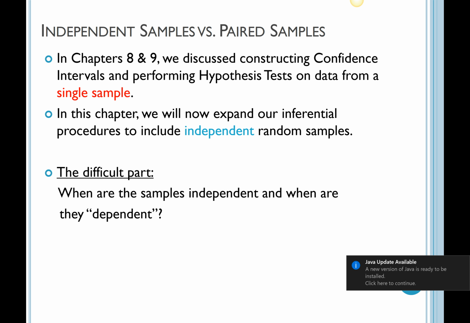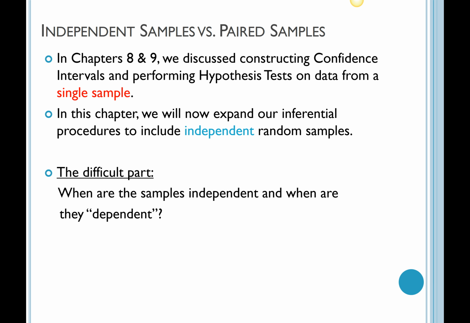So the difficult part here would be trying to figure out when the samples are independent and when they are dependent. So remember that for a matched pairs t-test, the data are dependent, and that means that the assignment of treatments would depend on how you randomly assign treatments to subjects. And in independent random samples, you actually have two samples, but you're going to measure the same variable within those two separate samples. Let's look at a couple of examples talking about independent random samples here.